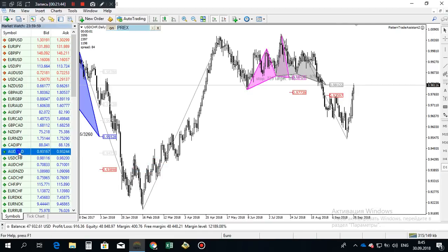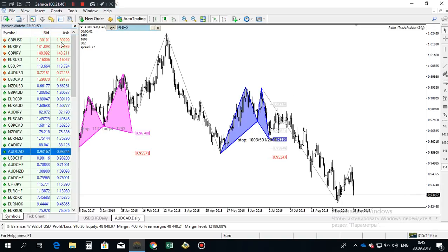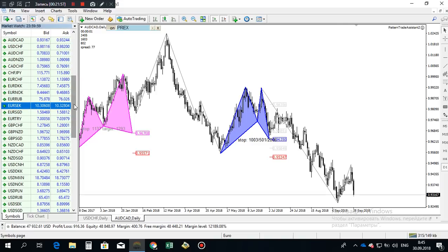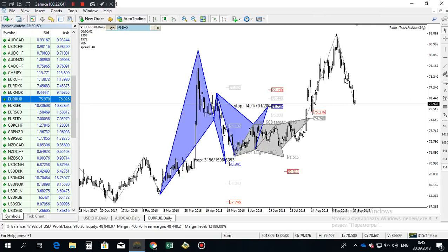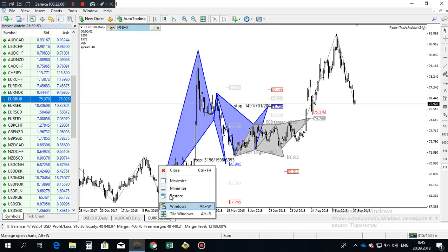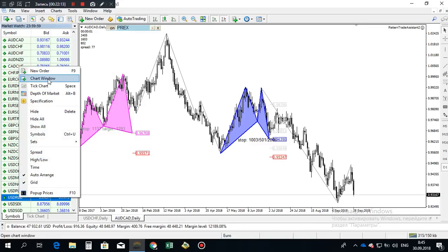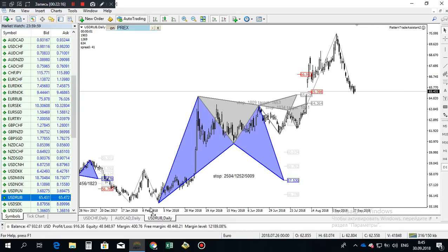Okay, Aussie Canadian, we have nothing here. The rest of my Forex pairs, I actually don't trade them, but what I'm interested in is this Euro Ruble. This is my native currency, nothing is there. And Dollar Ruble, here it is. Okay, nothing is there as well.